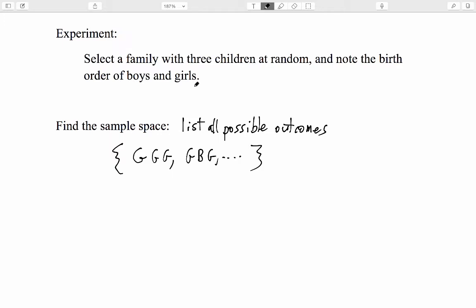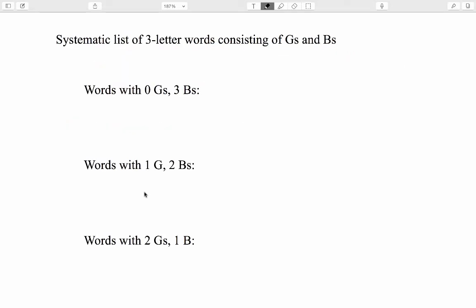One approach is to just start writing out words exhaustively, which is fine, but at this stage in our understanding of what we're doing, it's hard to know when we have the complete list and to be sure that it's complete. So let's write out the words in a systematic way to help guarantee that we're not omitting any words and we're not writing any words twice. The following is a good way to organize this process. First, list all the 3-letter words consisting of no G's and 3 B's, so all the birth orders with no girls and all boys. There's actually only one way to do that.